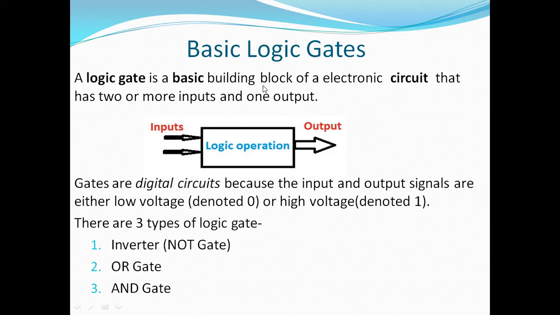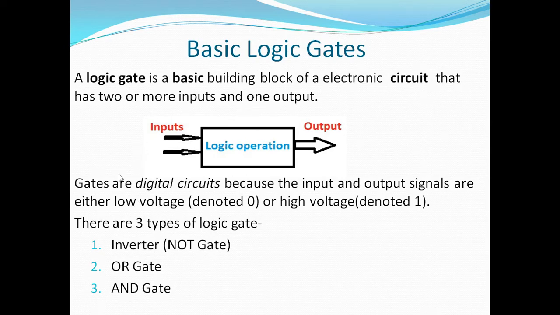So gates are nothing but the building block of any electronic circuit that has 2 or more inputs and 1 output. See, you are giving either 1 input, 2 inputs, 3 inputs or more inputs. And a logical operation will happen here through the gate, and there will be only 1 output for all these inputs. Fine. So basically we can say that gates are digital circuits. Why are we calling them digital? Because the input value can be either 0 or 1. So digitally we are dealing, only 2 digits are there, 0 and 1.